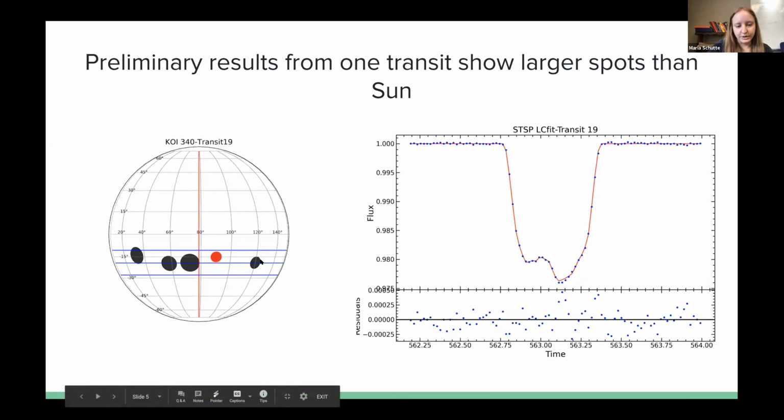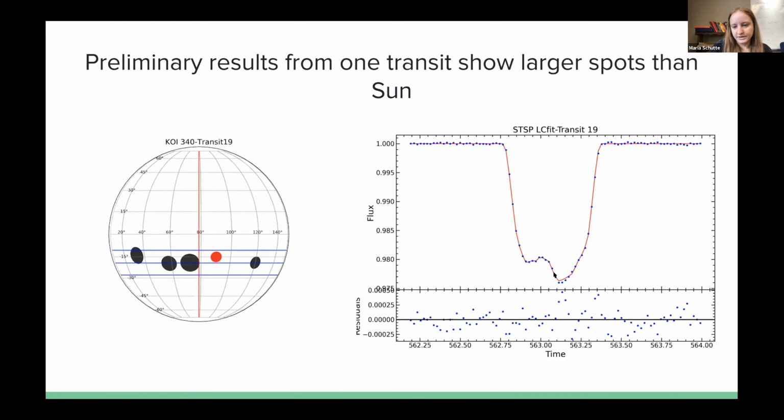These 4 spots in black are the 4 spots that we see in this transit. And this red spot, however, is actually a solar maximum spot. I've chosen a pretty large solar maximum spot, just to show in comparison that these spots are either on the order of or bigger than the spots that we see at solar maximum.